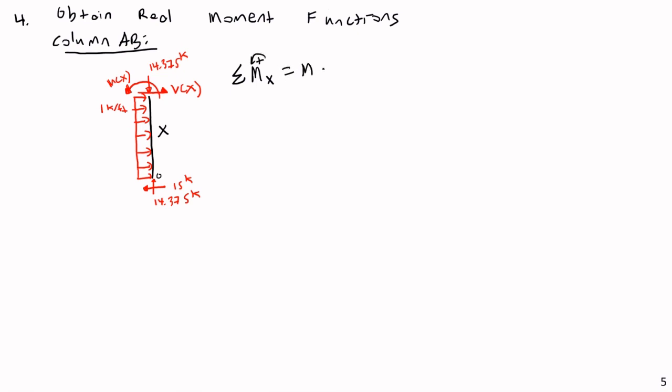And first I'm going to have moment as a function of x, that right there, that couple. Plus 1 kip per foot. I'm going to get the moment caused by the distributed load. It's going to be positive. 1 kip per foot times x. That's the equivalent point load, and its moment arm is x over 2. And then minus the moment caused by this reaction here, minus 15 kips times x. And of course this equals 0 because this is in static equilibrium.